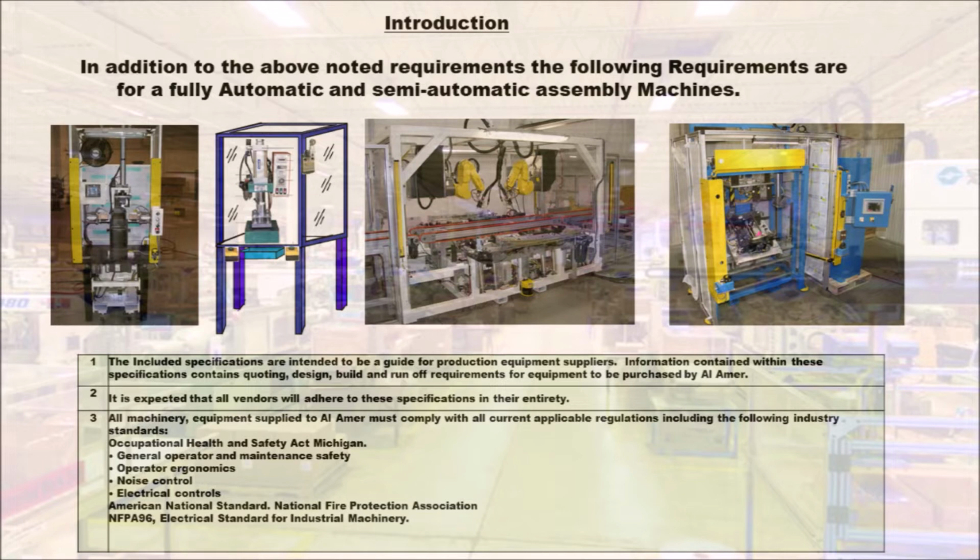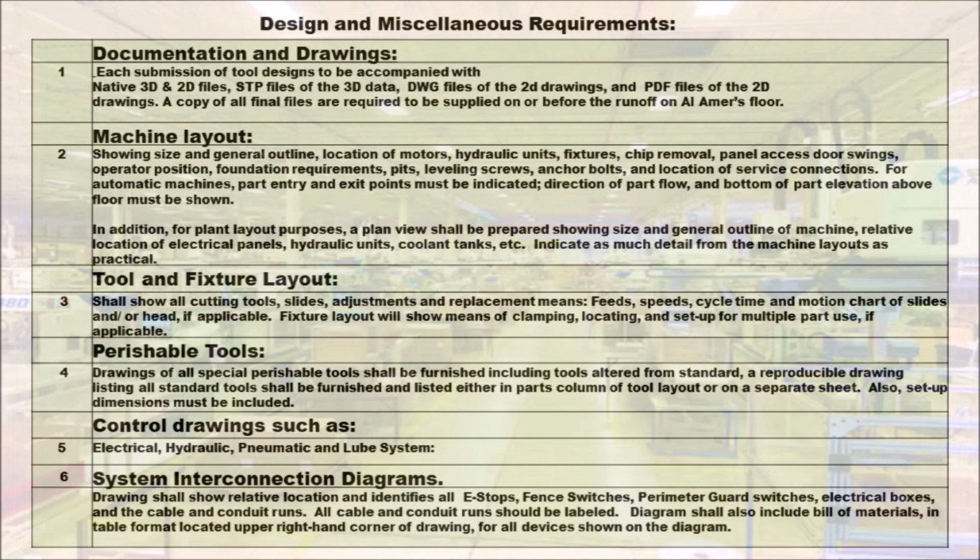Occupational Health and Safety Act Michigan. General Operator and Maintenance Safety. Operator Ergonomics. Noise Control. Electrical Controls. American National Standard. National Fire Protection Association NFPA 79, Electrical Standard for Industrial Machinery. Documentation and drawings. 1. Each submission of tool designs to be accompanied with native 3D and 2D files, STP files of the 3D data, DWG files of the 2D drawings, and PDF files of the 2D drawings. A copy of all final files is required to be supplied on or before the run-off on Amer's floor.